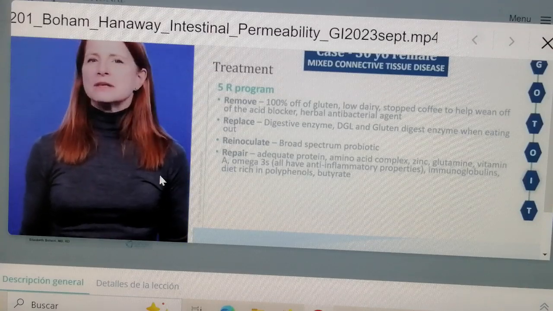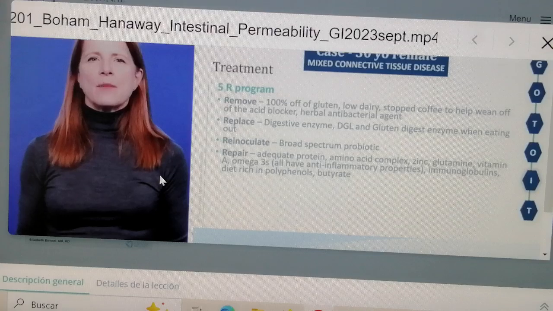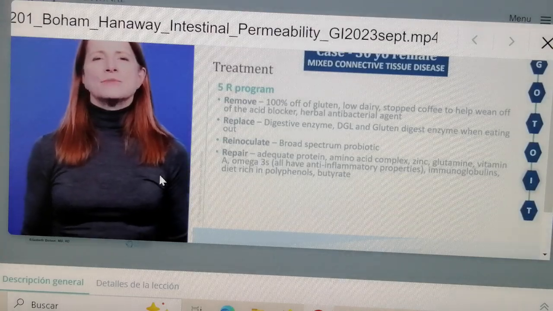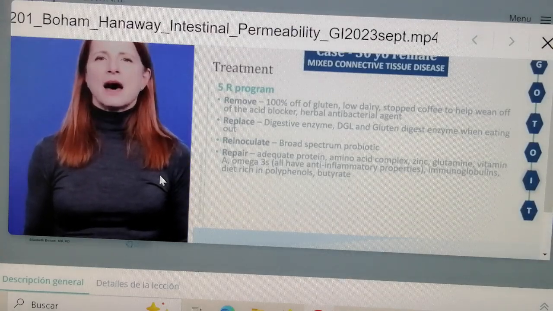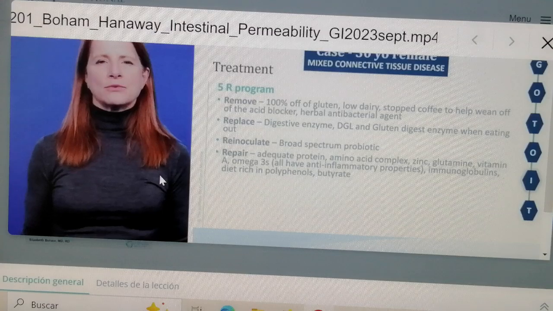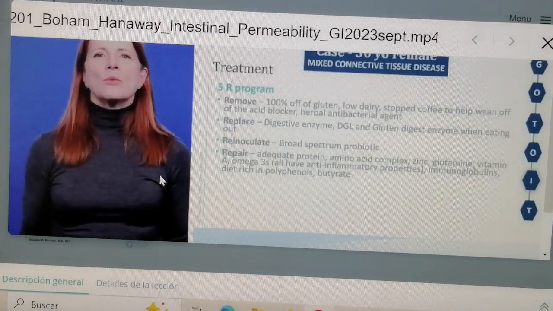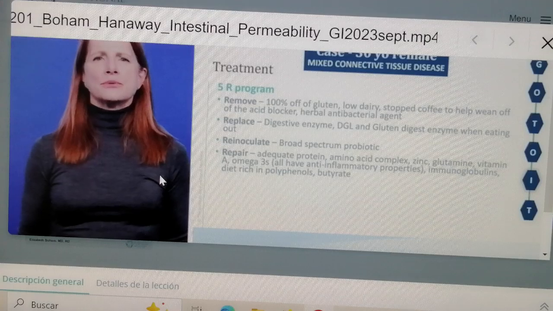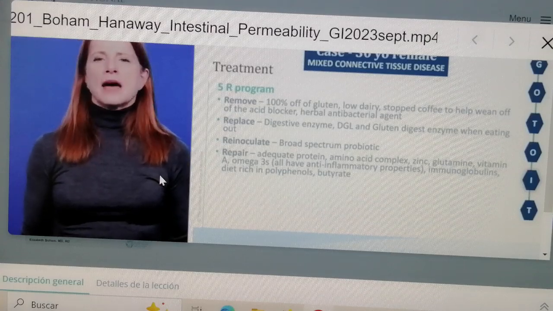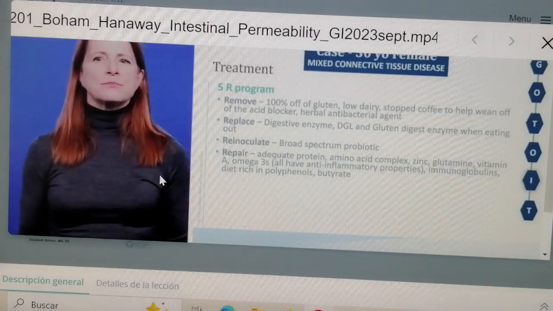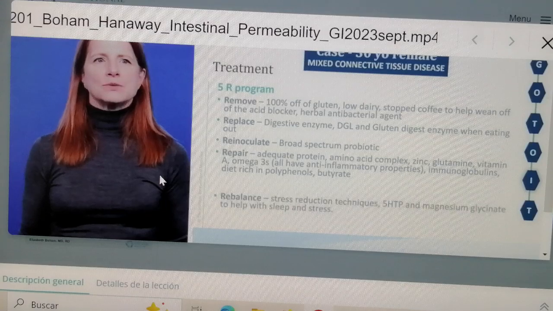And I gave her some zinc and vitamin A, also really critical nutrients for healing the gut barrier. I gave her omega-3s because of the anti-inflammatory properties, and she was low. I gave her some immunoglobulins. I used a serum bovine-derived immunoglobulin product that is dairy-free to help with healing the gut and improving the gut immune system, and a diet rich in polyphenols. And I gave her some butyrate, which is a postbiotic as well.